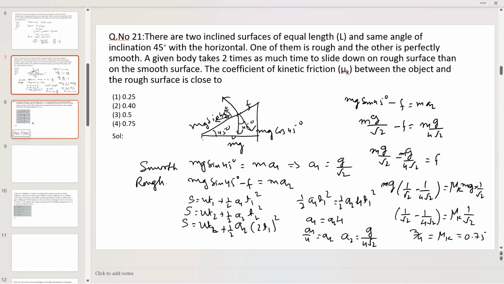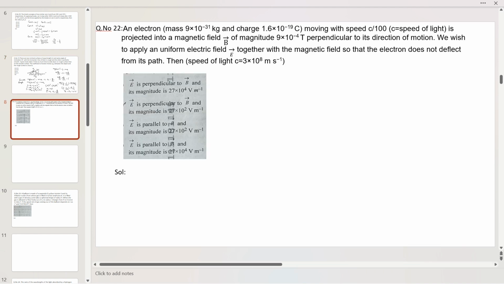Now I am going to another question. An electron of the given mass, moving with a speed of c by 100, is projected into a magnetic field, given in Tesla, perpendicular to its direction. An uniform electric field is applied together with the magnetic field so that the electron does not deflect from its path. Which option is correct?